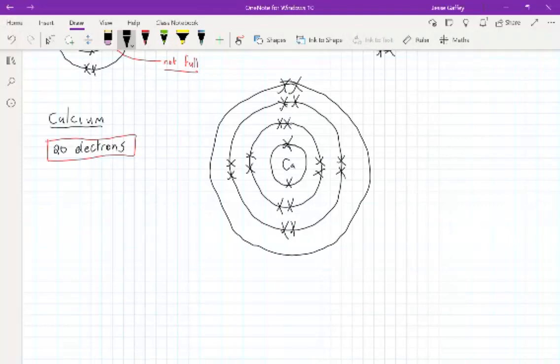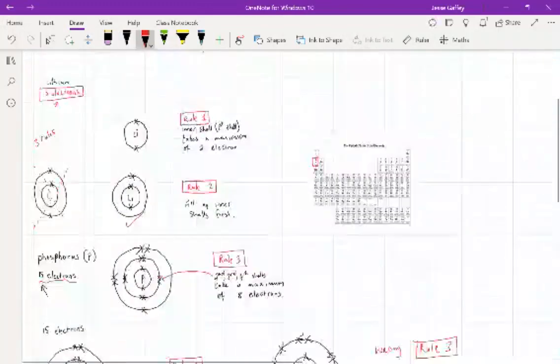Have I obeyed all the rules? Yeah, I've got 2 in the first. I've got a maximum of 8 in the second and third. I haven't drawn any more than 8. And I've made sure to fill up the inside ones before I've moved to the next one. So that is correct. Well done. You're ready to do some practice by yourselves.